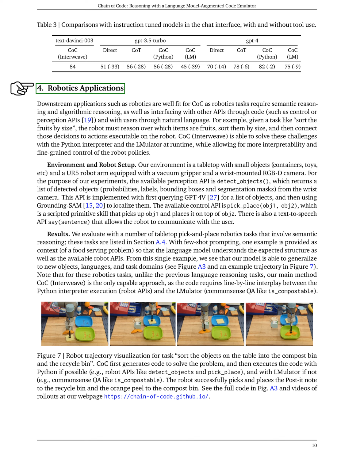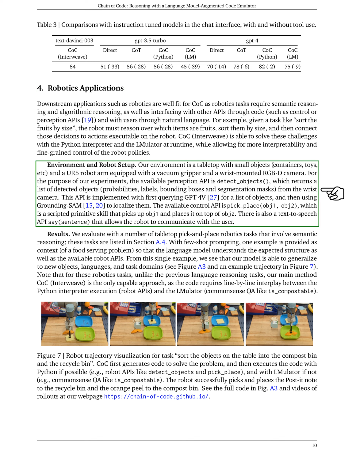Let's talk about our experimental setup. We have a tabletop environment with small objects like containers and toys, and a UR5 robot arm equipped with a vacuum gripper and a wrist-mounted RGBD camera. The perception API we're using is called detect_objects, which identifies objects from the wrist camera and returns a list of these objects along with their probabilities, labels, bounding boxes, and segmentation masks. This API works by first asking GPT-4V for a list of objects, and then using Grounding SAM to locate them.